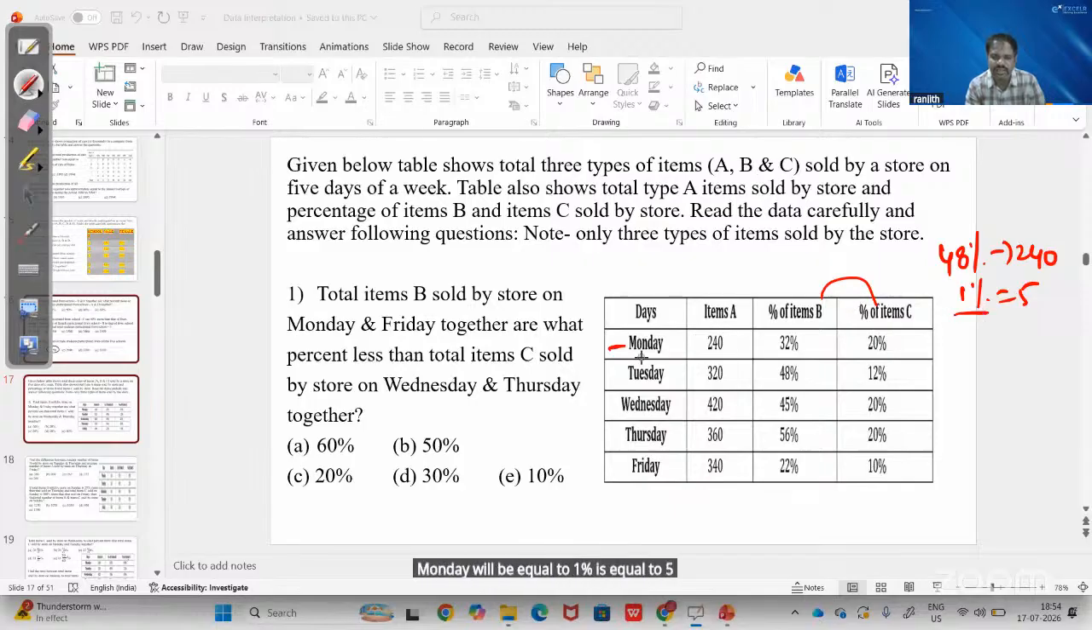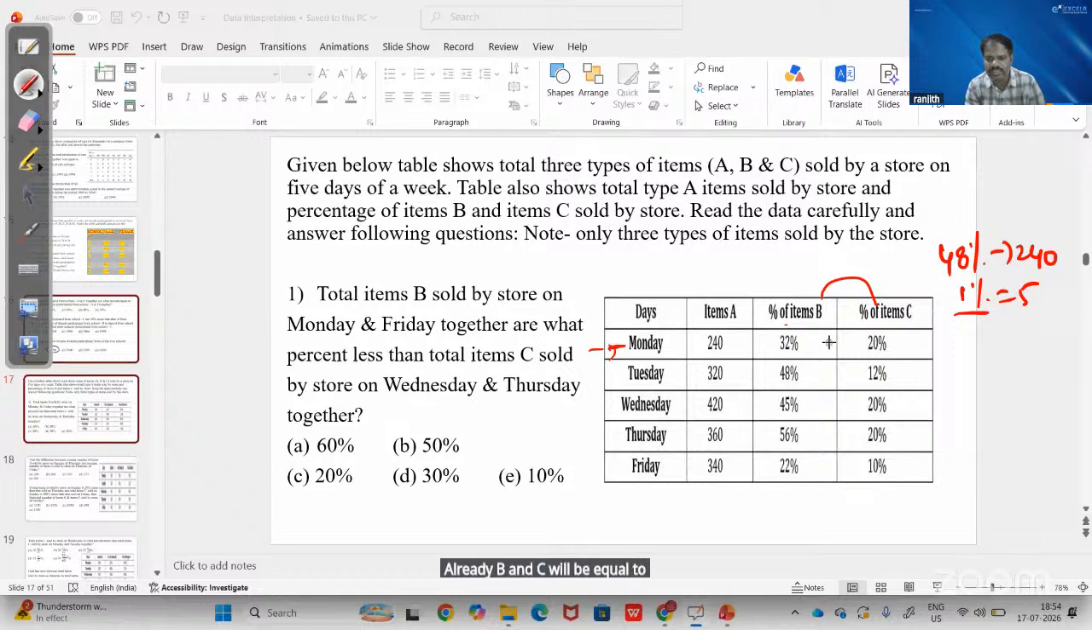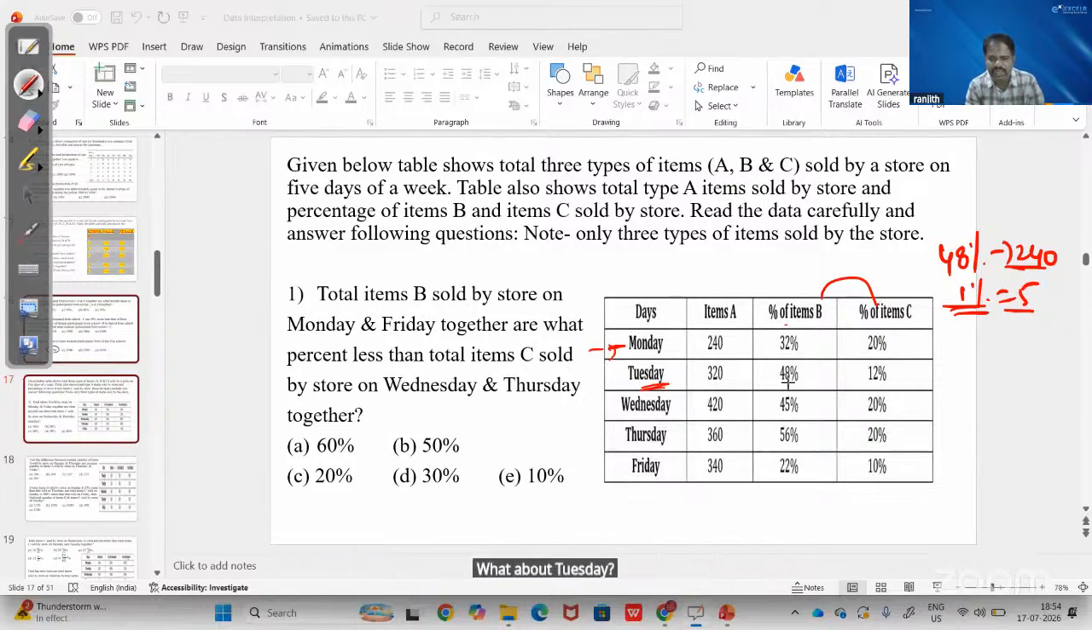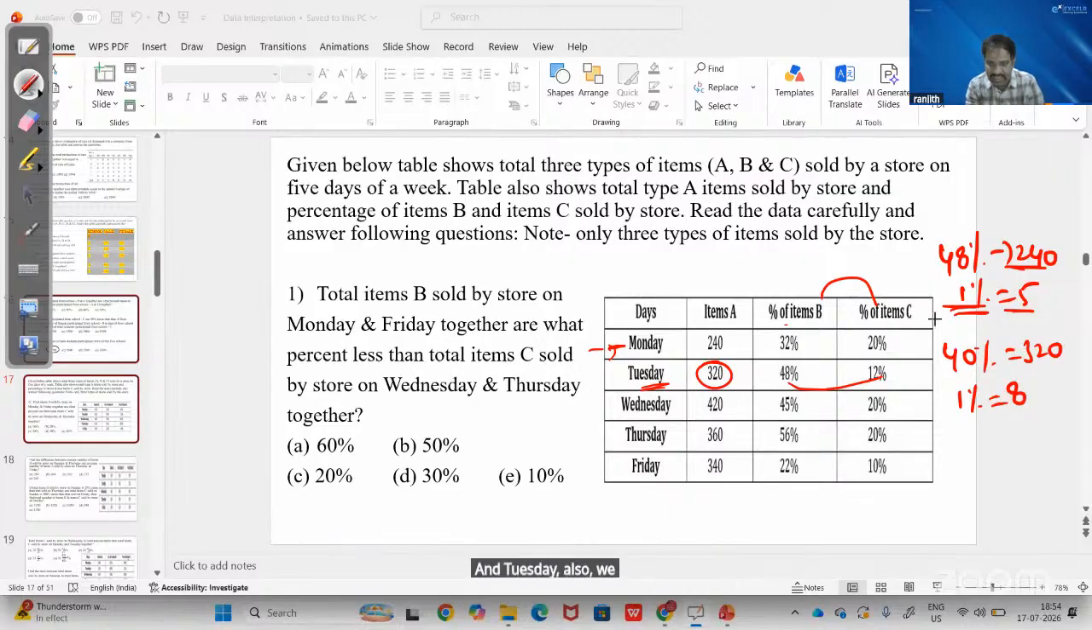So once again, the total percentage will be 100%. B and C together are already 52%. The rest is 48%, where 48% equals 240 and 1% equals 5. What about Tuesday? On Tuesday, 48 plus 12 is 60% completed. The remaining is 40%, where 40% equals 320 and 1% equals 8. On Tuesday also, 1% is 8.